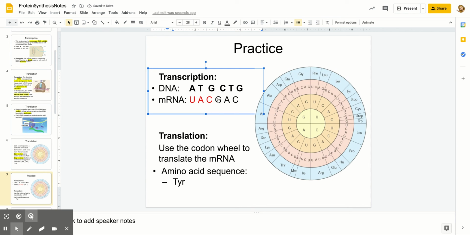And my second codon is GAC. So again, I'll start here in the middle and we go GAC, which leads me to my second amino acid.